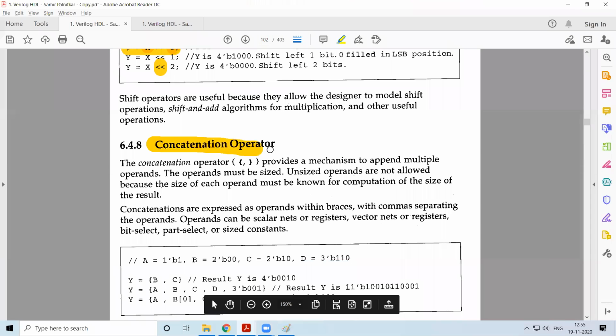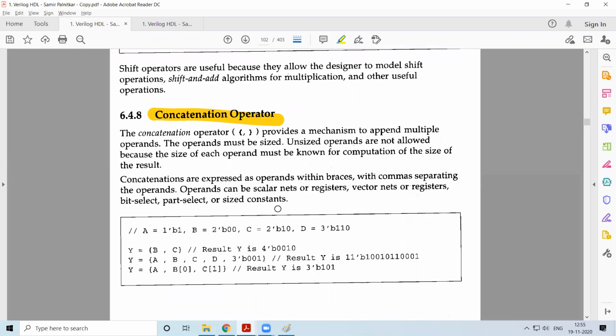So next one is the concatenation operator. The name itself tells that I have to concatenate operands, two or more than two operands. Now, one thing to remember is the operands have to be sized. You cannot go for unsized operands. You cannot concatenate those.